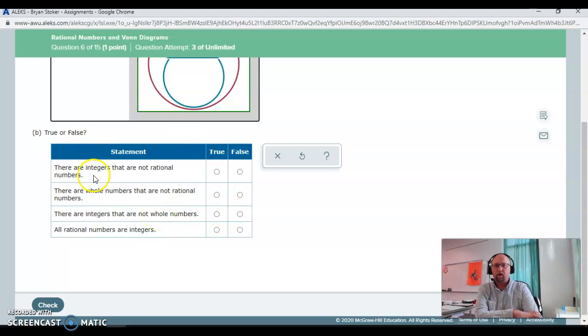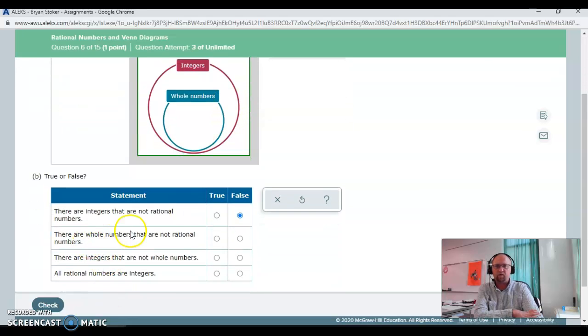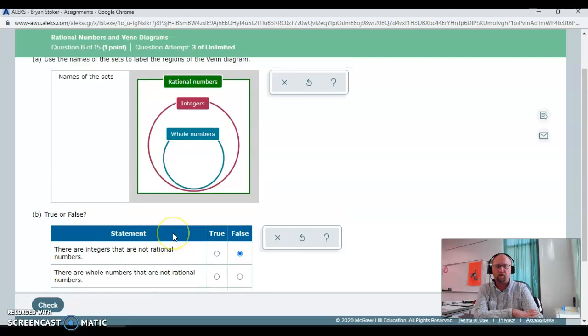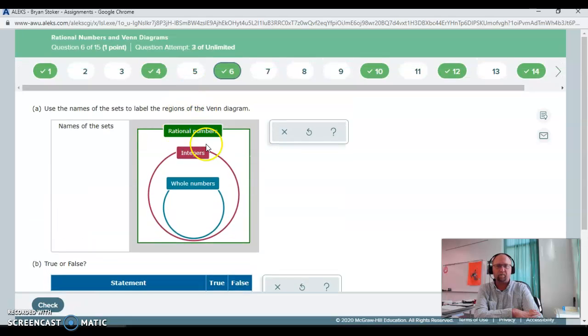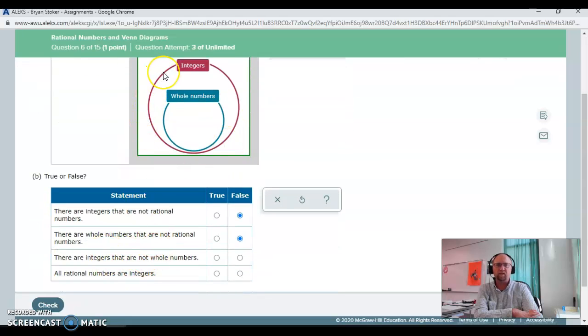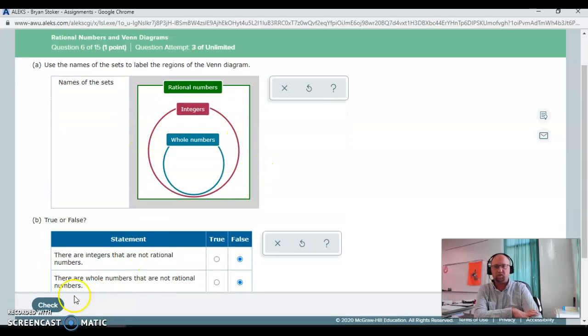Okay, we're back. There are integers that are not rational numbers. That's false. Anything inside the integer box is automatically rational. There are whole numbers that are not rational numbers. That is false. You can't be a whole number and not be a rational number. There are integers that are not whole numbers. That is true. Negative 4 is an integer, but it's not a whole number. And then lastly, all rational numbers are integers. That's also false. 1 over 2 is a rational number. It's not an integer.